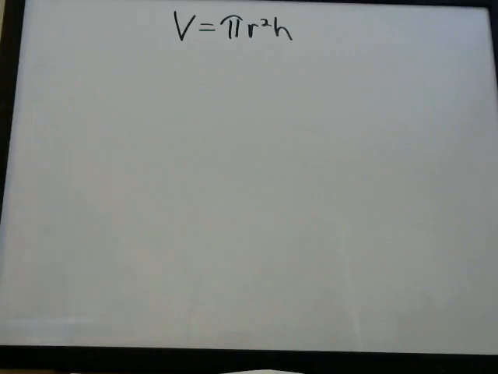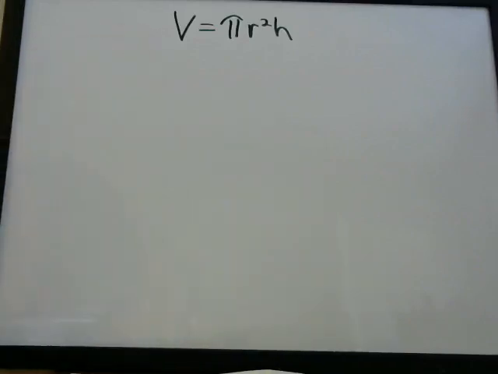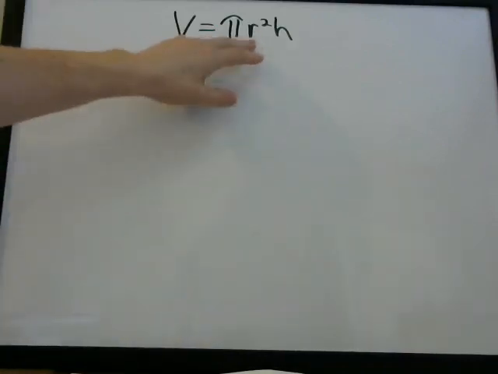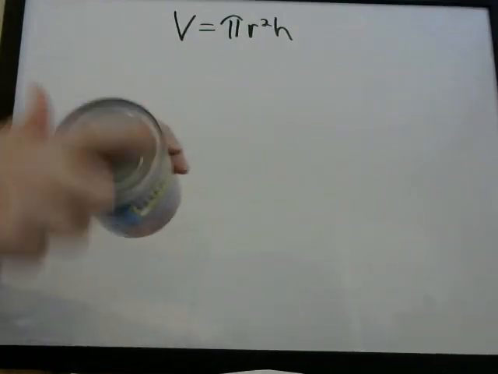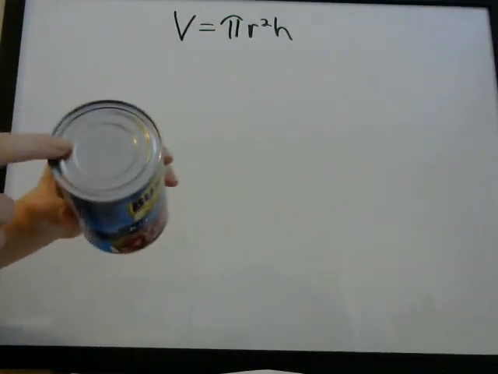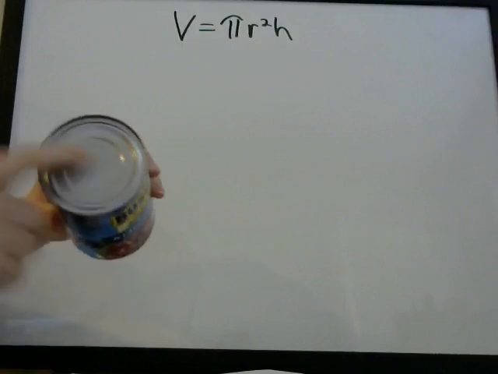So the formula for volume of a cylinder is on the formula sheet. It's pi r squared times height. And r is radius. So remember, when you're doing a cylinder, the radius is going to be on the top and the bottom of the cylinder, which is a circle. So remember what radius is. It's half of the diameter.